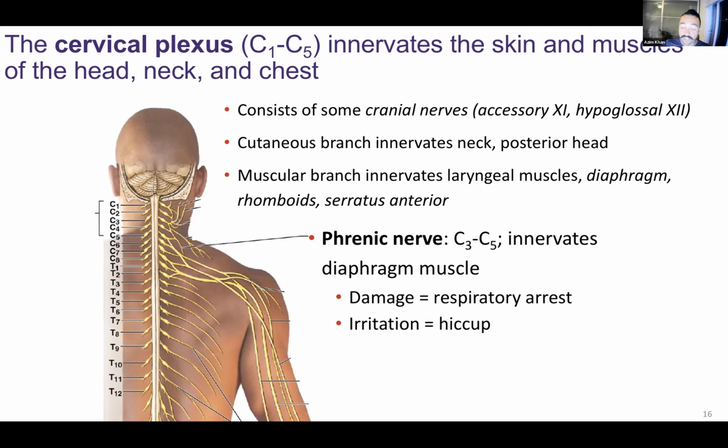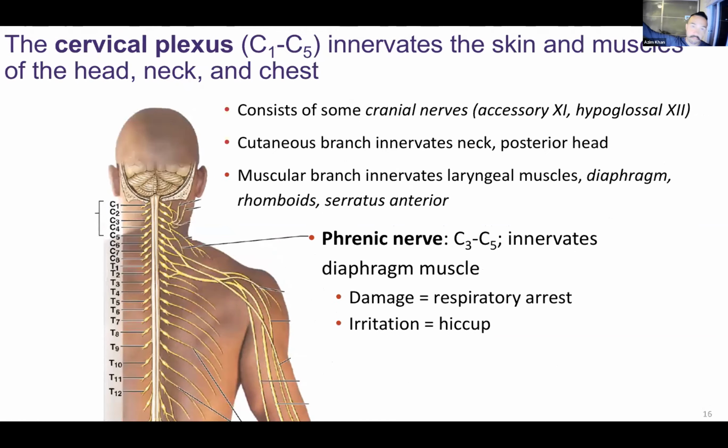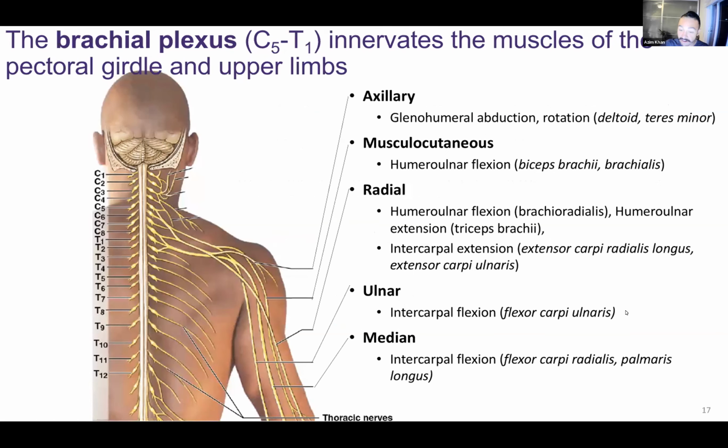So there's one nerve that I'd like you to know in the cervical plexus. There's 5 that I'd like you to know in the brachial plexus. In the brachial plexus, we're innervating muscles of the pectoral girdle, muscles and skin, so sensation and motor control of the upper limb, the arms. 5 that I'd like you to know.